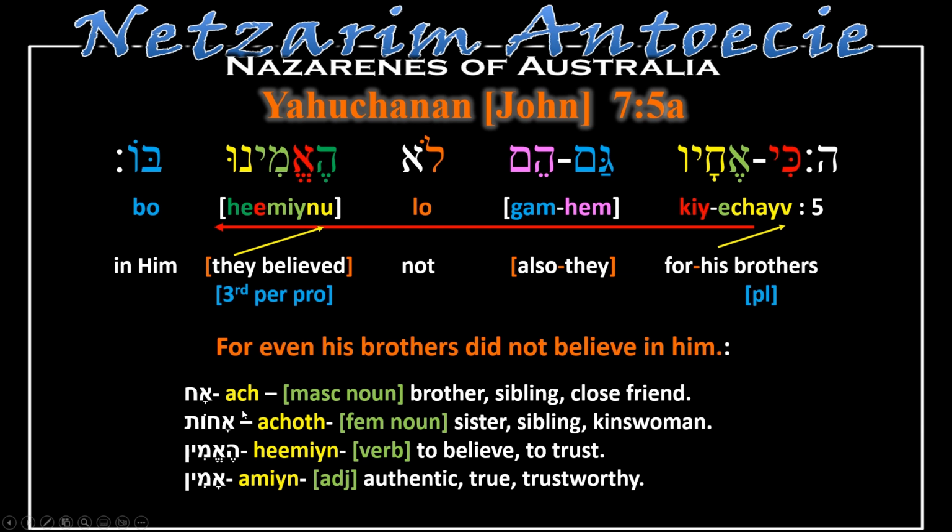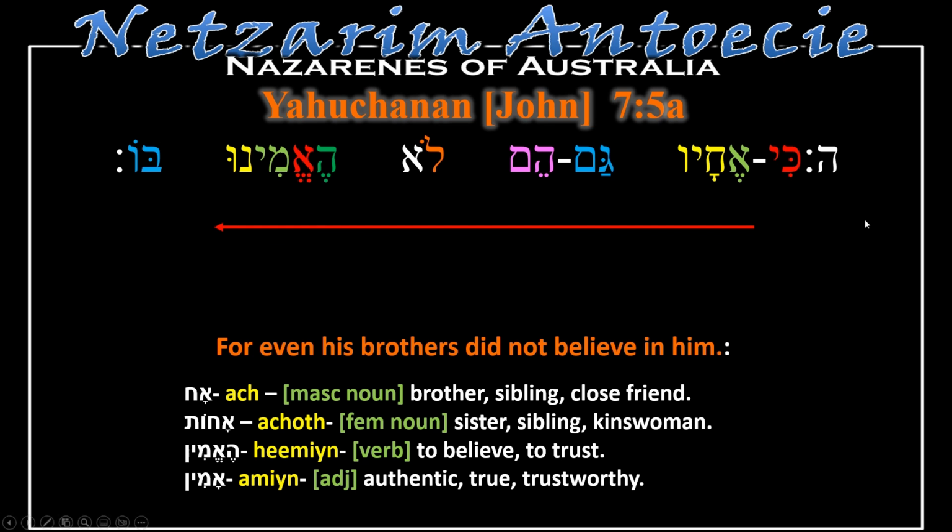And then I've given you ach, which is the masculine noun meaning brother. Often you'll see it as achi, but literally ach is the root. Brother, sibling, or close friend. And I've also given you achot, the feminine noun meaning sister, sibling, kinswoman. So we can see what the difference is between brother and sister. And then we have he'emin, which is a verb to believe, to trust, and amin, an adjective meaning authentic, true, or trustworthy. So now we will read that without any aids.